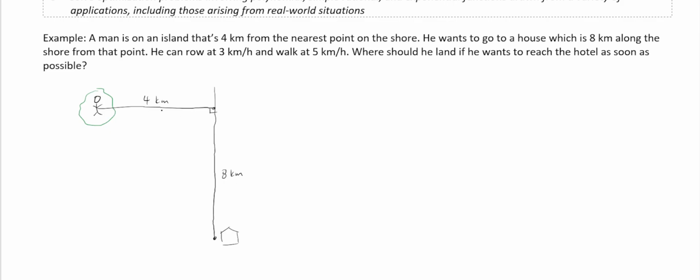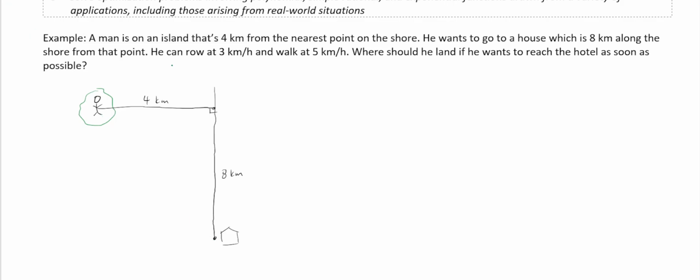So you might be thinking, well, can he just row across and walk south? Yeah, that's one possibility. The other possibility would be for him to just go ahead and row directly to the house. The only issue there is that his rowing speed is quite slow. So that might not be the best way to go about it.